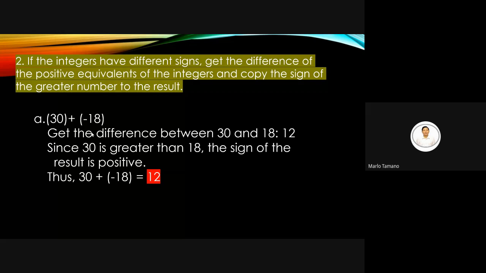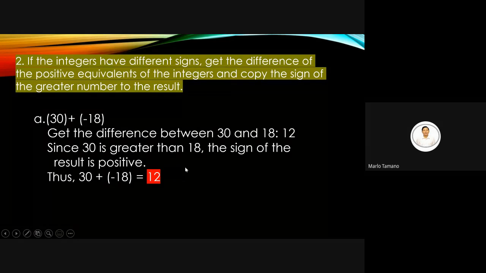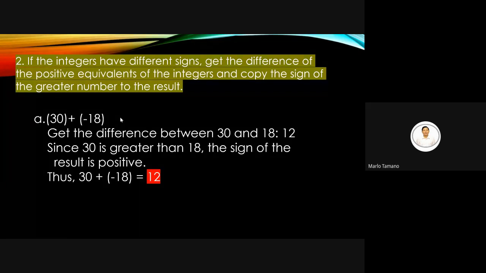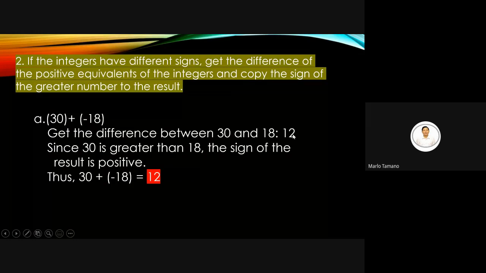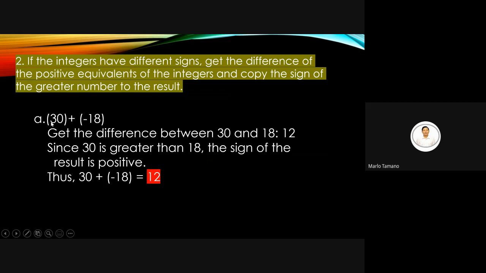If this will be the case, get the difference, no? Between 30 and 18. So, 30 minus 18, ganun lang po. No? 30, kung ano yung mas maliit na numero, smaller number, no, is to be subtracted, no, from the greater number. So 30 minus 18, that is 12. Since 30 is greater than 18, the sign of the result is positive. Kunin niyo po yung positive nung mas mataas na addend.